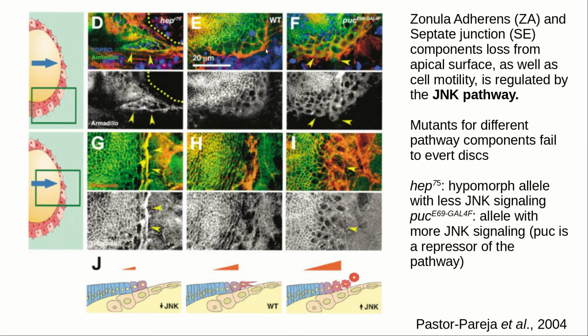The loss of these components from the apical surface and also the upregulation of cell motility is regulated by the JNK pathway. So if this pathway is downregulated, this epithelial to mesenchymal transition does not take place, and cells don't start the movement, and this does not develop properly. But if the pathway is too upregulated, the cells move too much. This pathway has to be tightly regulated.